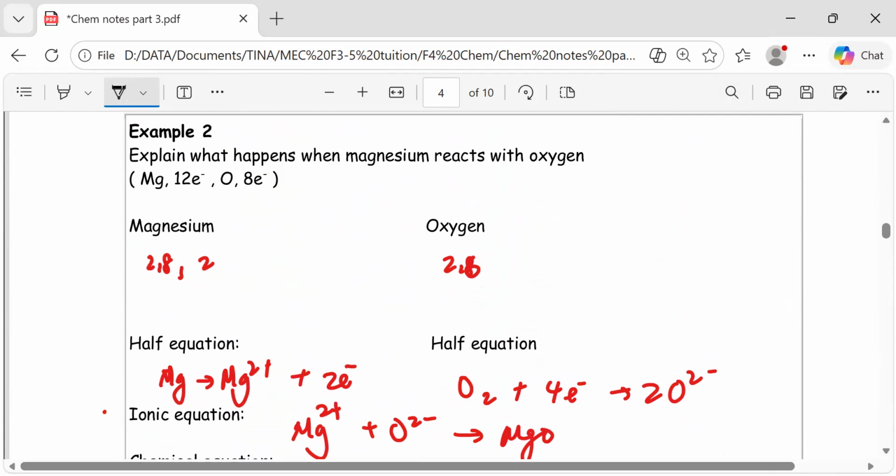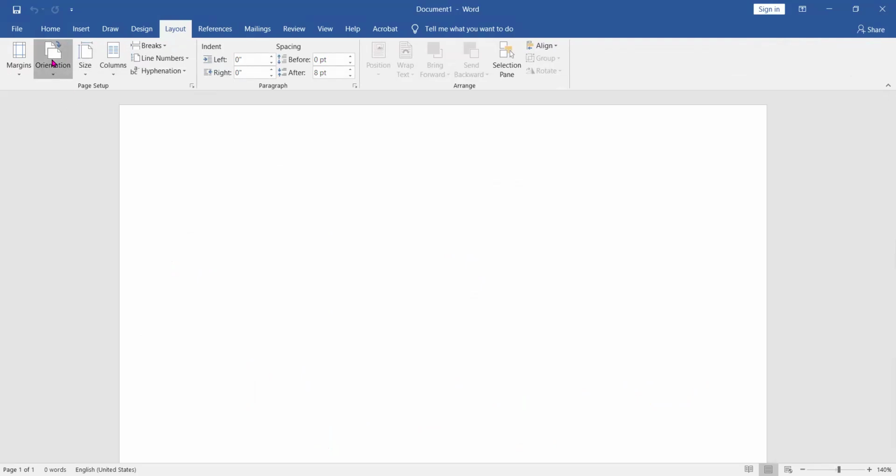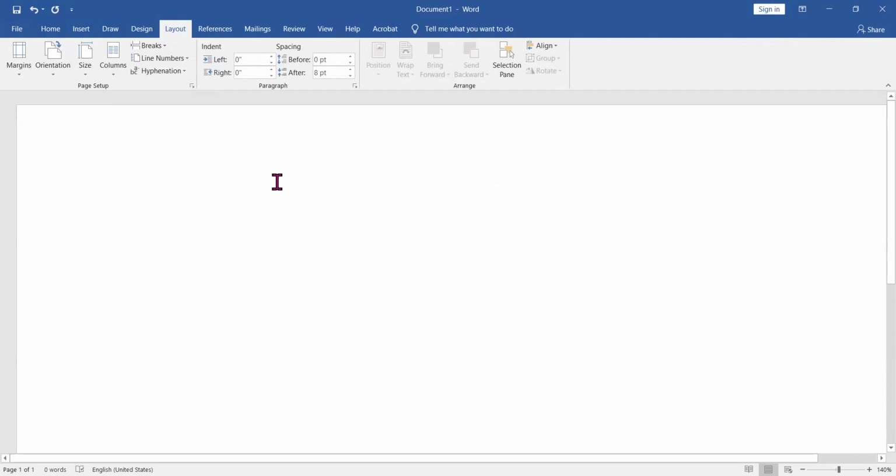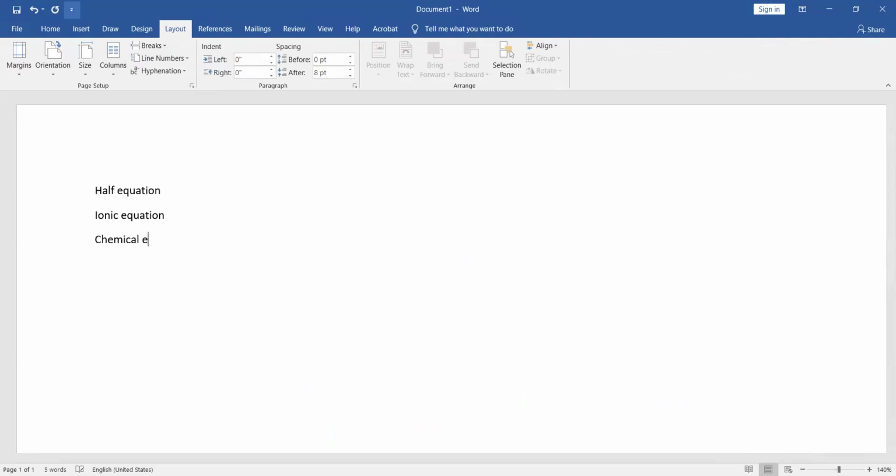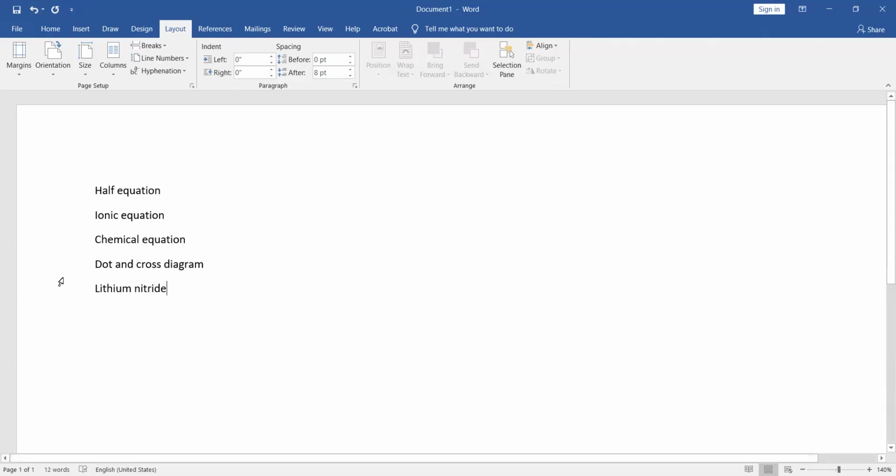Empty-ish. Okay, I want you to draw something. This is what I want you to do. I want you to write out the half equation and then ionic equation and then the overall chemical equation and also the dot and cross to make lithium nitride. Okay, try. Look at periodic table.